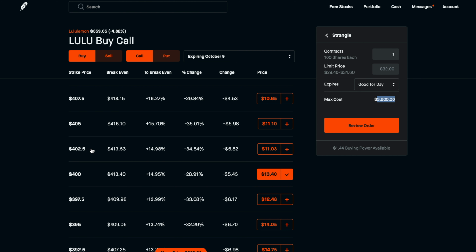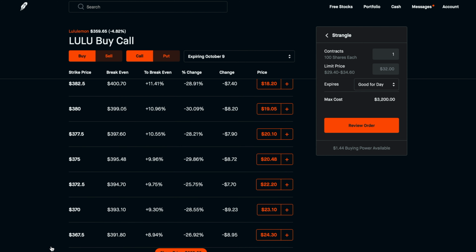Is it the $402 strike price? Is it the $367 strike price? It all depends. You know, this one's obviously worth more, and if you were to buy it and the stock was to move up in price, this one would make more money than this one, would make more money than this one, and so on and so forth.